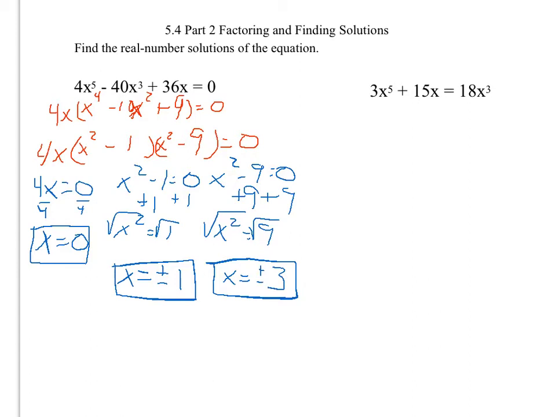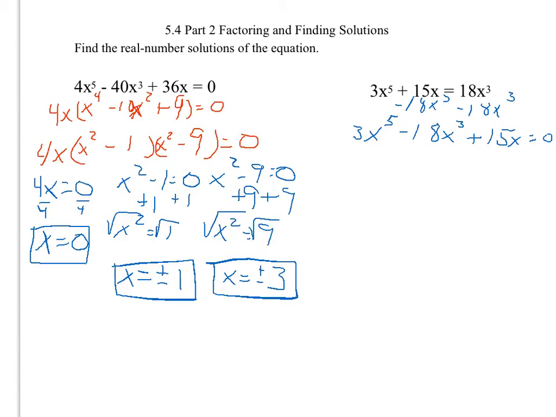All right, this next one, in order to factor it, first we want to make sure that it's set equal to 0. So we want to take this 18x to the 3rd and move it over to the other side. So subtract it over. So we have 3x to the 5th minus 18x to the 3rd plus 15x equals 0.